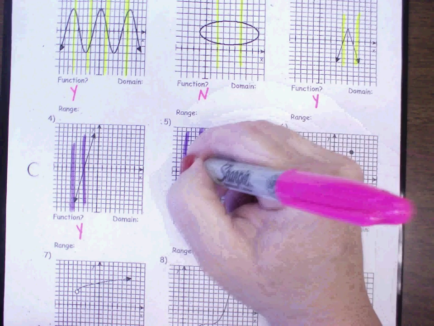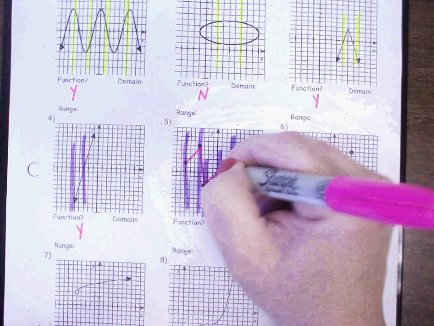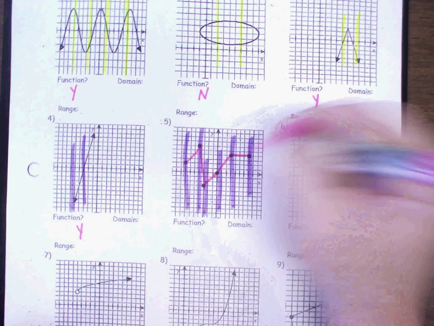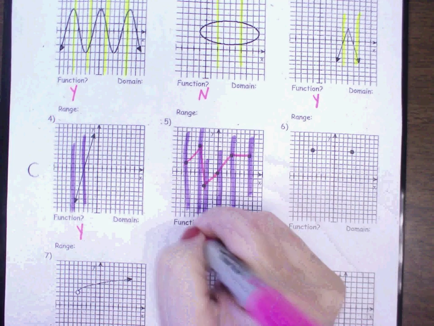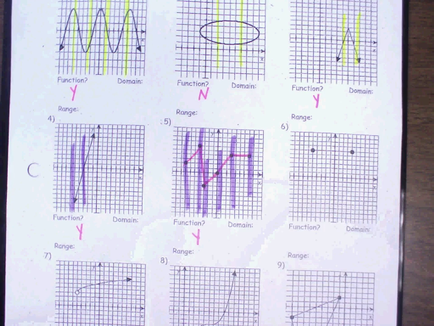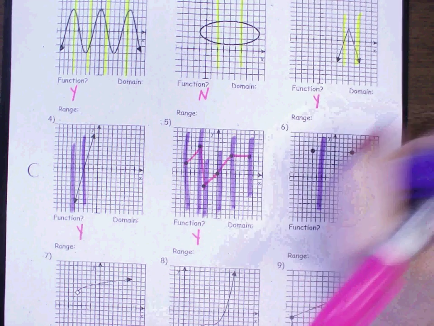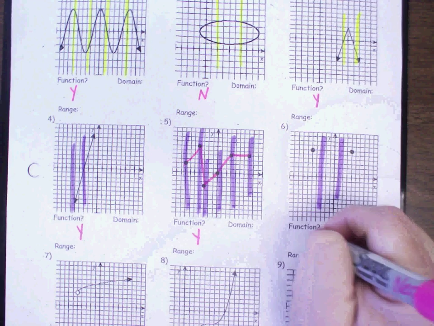Christopher, function. Yes. Now in this one, you definitely need to draw all the lines, right? Because it's got points kind of all over the place, right? You can also connect them and see if you have any vertical lines. If you don't have any vertical lines, this is definitely a function. So this is yes. Very good.